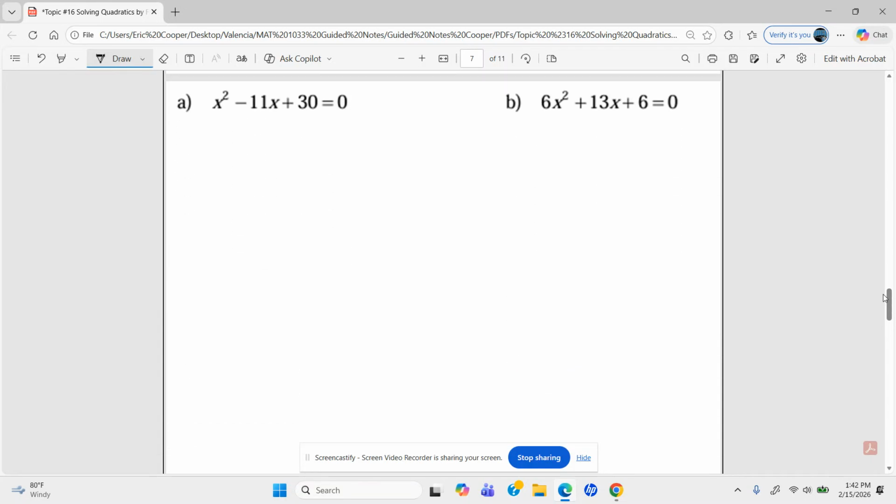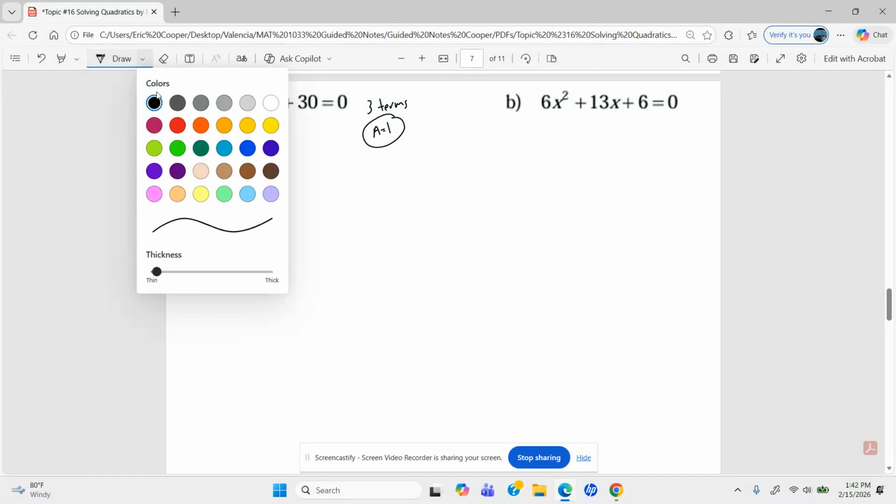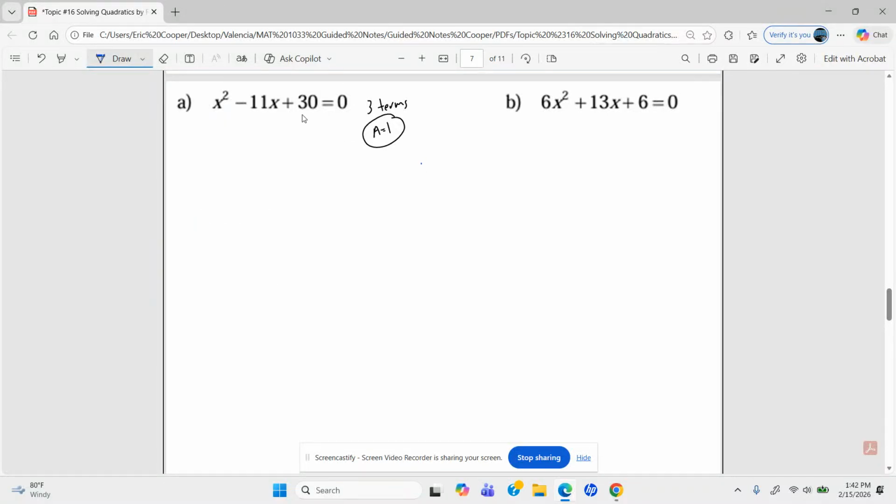Let's show you a couple of examples. So in letter A, we don't need to set it equal to 0 because it's already there. So now we have to determine the factoring technique to use over here. Some of the things we realize: it has 3 terms, and a is equal to 1. There's nothing in front of x squared. So this should be the factoring technique that we need to use here. We're going to go through our a equals 1 factoring technique.